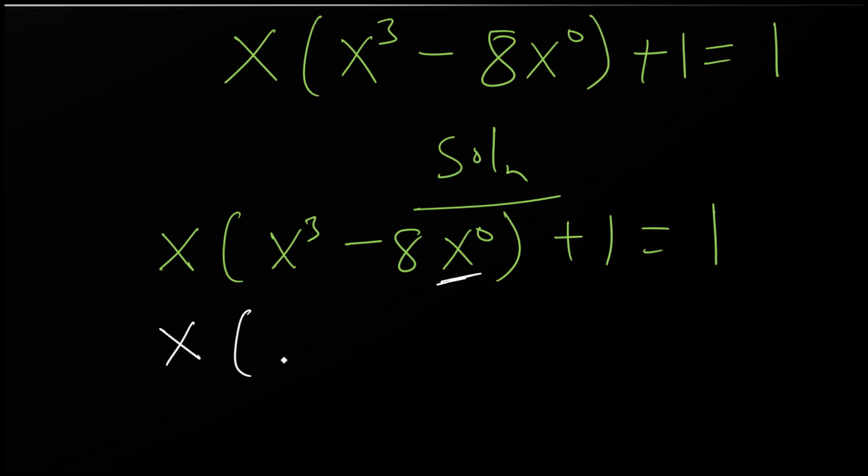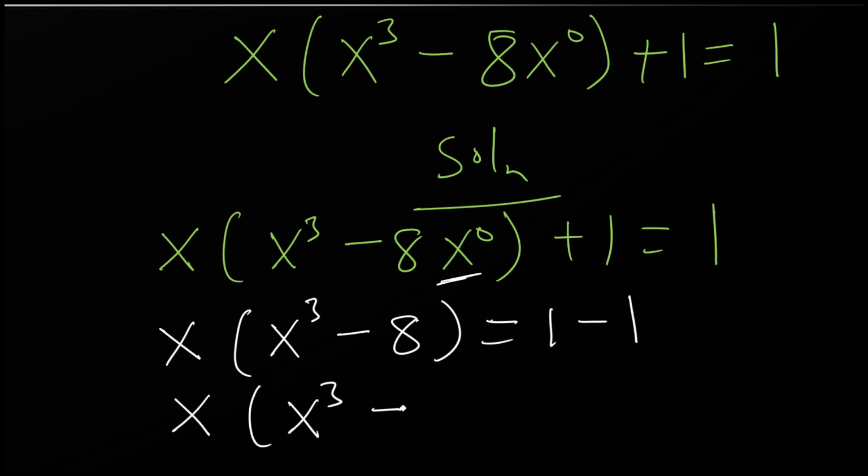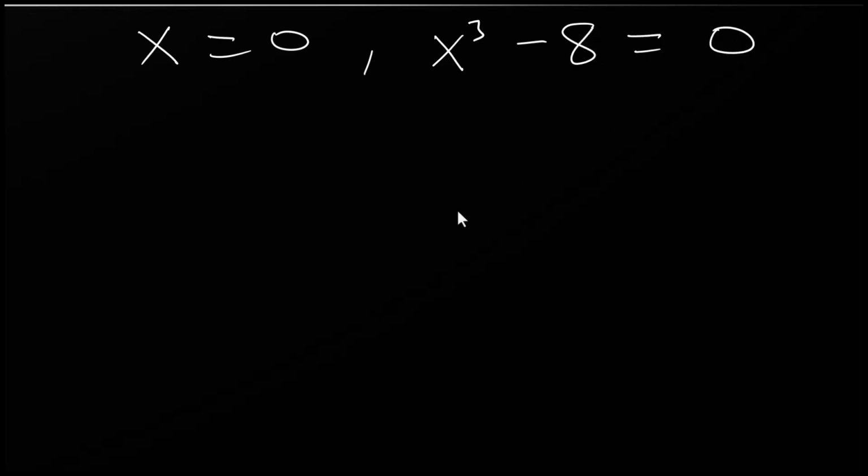So we have x cubed minus 1 times 8 is 8, equals, so plus 1 equals 1 minus 1. So we have x cubed minus 8 equals 0. Now with the zero product, the first solution here is x equals 0. So we have x equals 0, and then x cubed minus 8 equals 0.